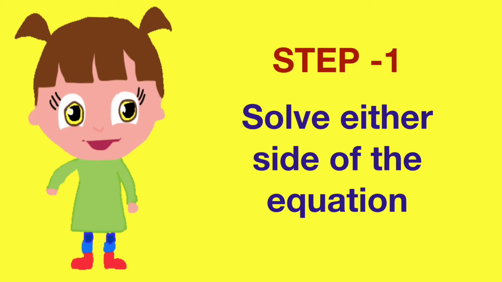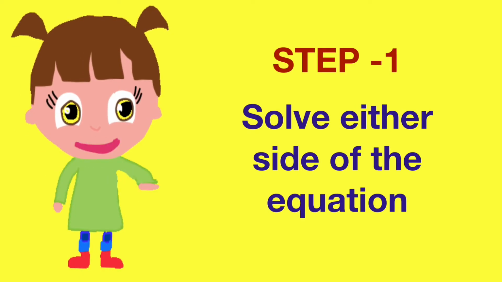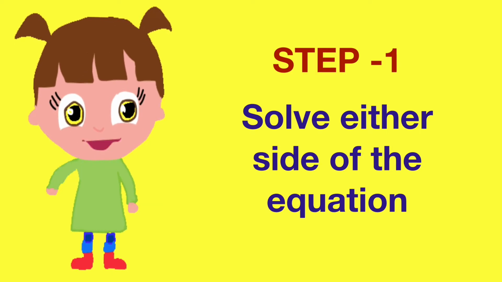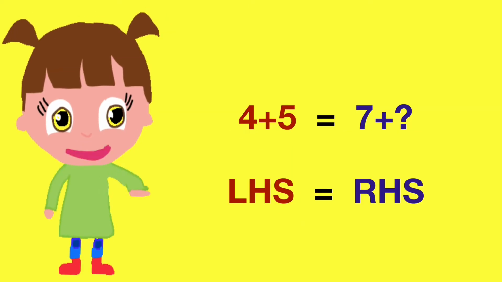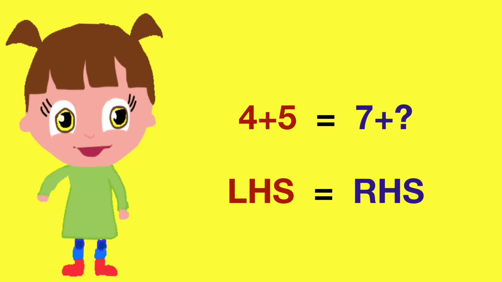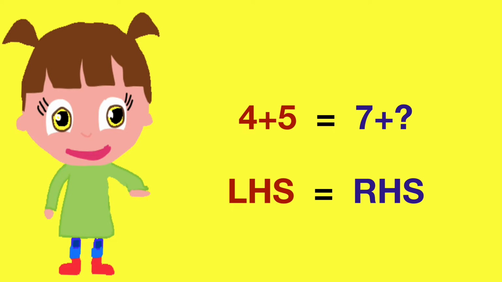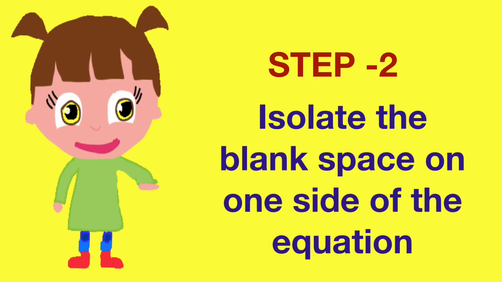We can solve this question by following 3 easy steps. This is the first step. First, see the equation and find out which part of the equation we can solve easily. As in this case, we can find the answer for 4 plus 5, which is 9. So, we will replace 4 plus 5 with 9 and we will move to the next step.